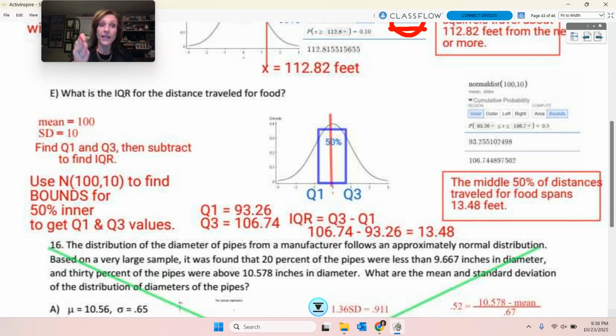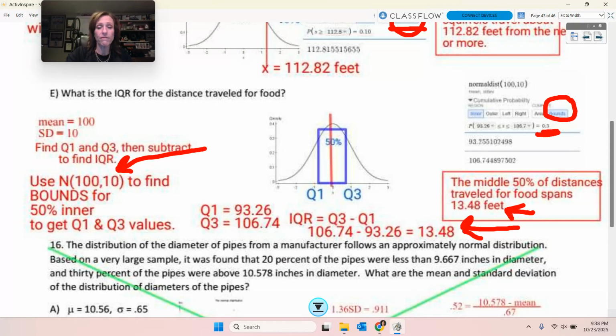All right, so now here it asks for the IQR, and so I can just put in the context here and find the bounds for the inner 50%, because that IQR spans the middle 50%. So when I do that, that gives me the Q1 and the Q3, so then I can subtract them to get Q3 minus Q1, the IQR. And I labeled those as feet here. So that one I had done bounds for the inner 50%. I put 0.5 in there.